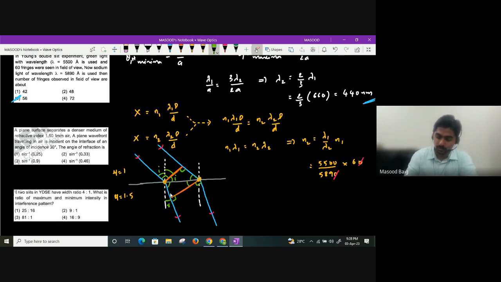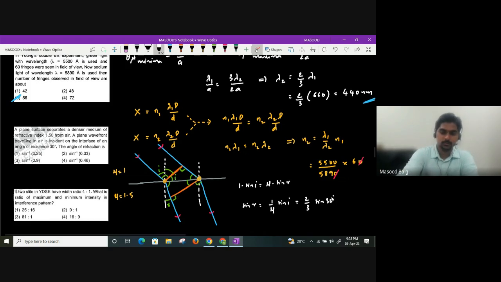Automatically, this will become R, guys. So we can apply Snell's law directly from this. So what are we going to get? 1 into sine I will be equal to mu into sine R. So what will sine R be? 1 by mu times sine I. Mu is given as 1.5, so you will get 2 by 3 times sine 30.